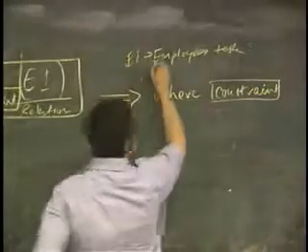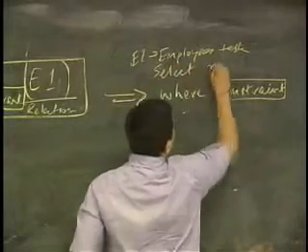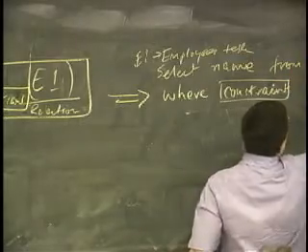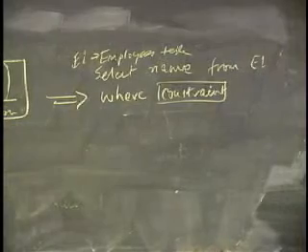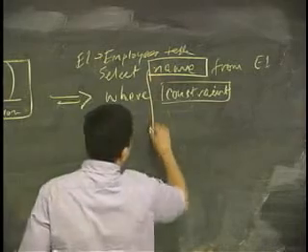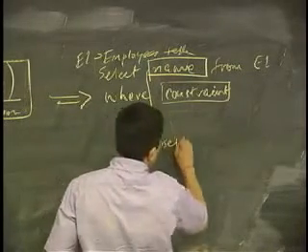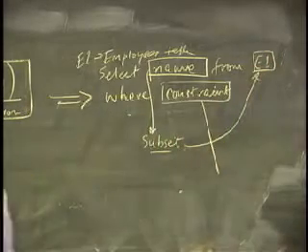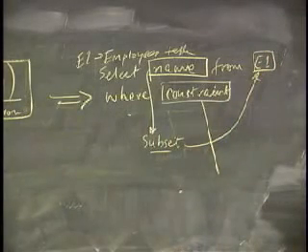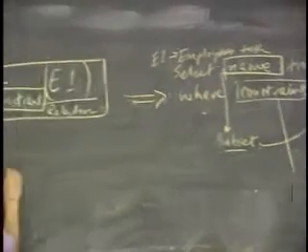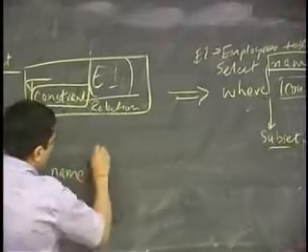Let us break our query: select name from E1 where constraint. So this is our generic query. Now what we are doing is selecting a subset of this with this constraint. I'll write the pi also here so that you can understand what we are talking about.